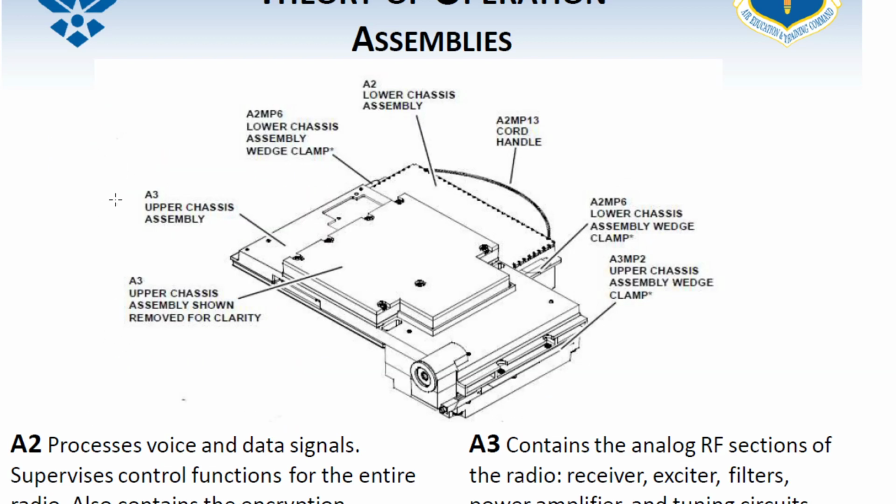When we look at this, this is our A2 and our A3. So your A3 is this part up here, and then the A2 is actually beneath it, making it the lower. So A2 is processing voice and data signals. It supervises control functions for the entire radio. It also contains the encryption assembly. So all of our CCI magic that we were talking about that makes this radio so expensive happens in the A2. A3 contains the analog RF sections of the radio. It's got the receiver, exciter, filters, power amplifier, tuning circuits, analog output at 240 kilohertz. That's our first IF.